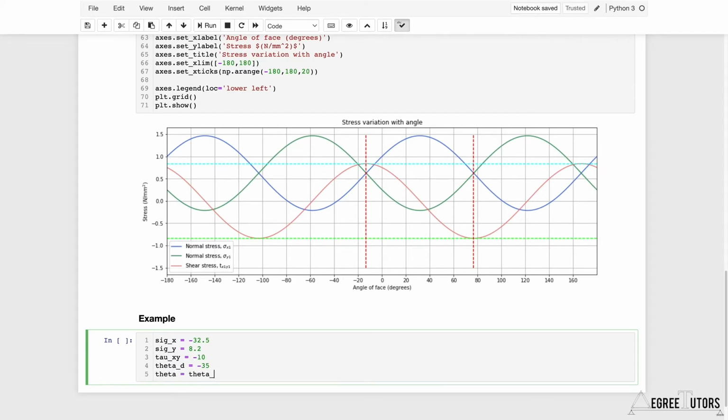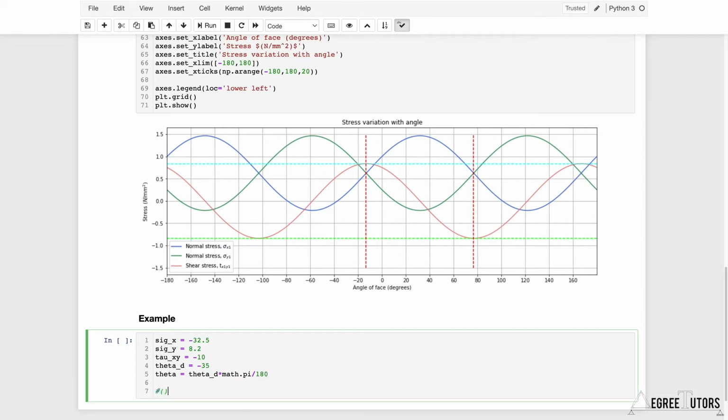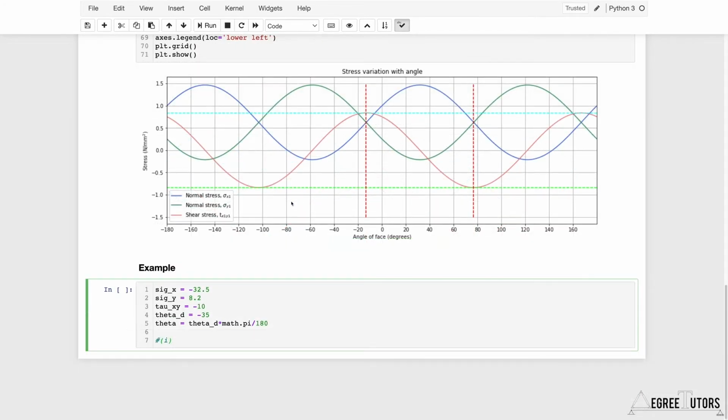So I'll say theta d times math.pi over 180. All right, so the first thing I'm going to calculate is the stresses on an element orientated at theta degrees. So I've just said theta here because that could be a variable. I can change this angle. Once I write this code, I want to write it in such a way that I could change any of these numbers up here, and obviously everything would update itself. So I don't want to hard code in negative 35 there.